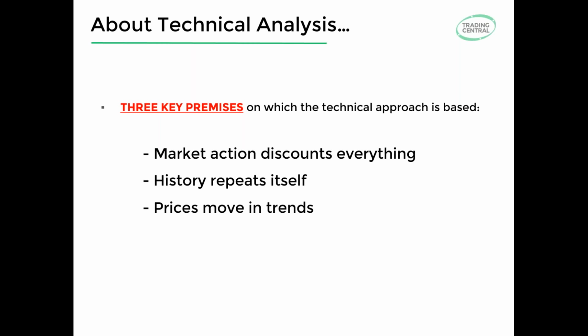We look at three key premises. Market action discounts everything. So everything has been discounted in the price that is on the charts you are going to read. Second, history repeats itself. We look at what level we achieved before, what bottom and what peak level we achieved before, and that will be a support or resistance level. Easy to understand, right?